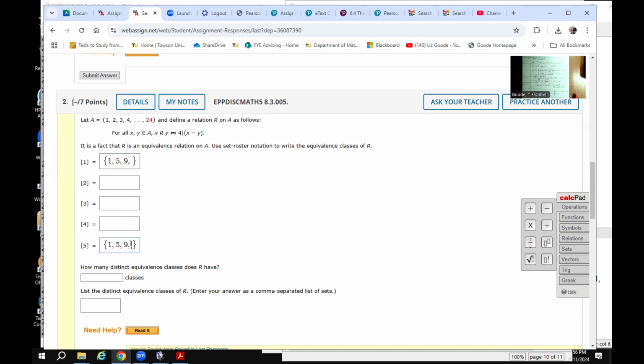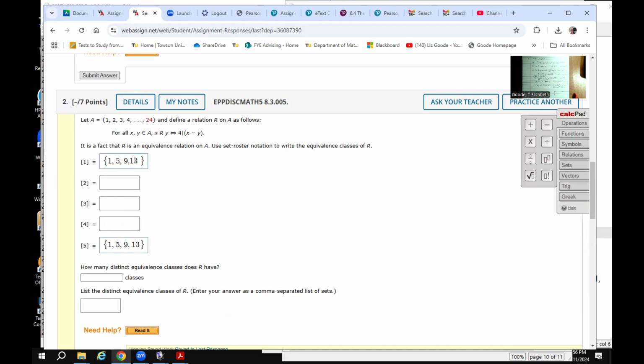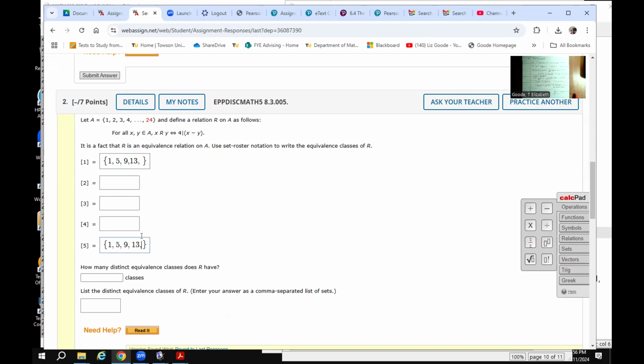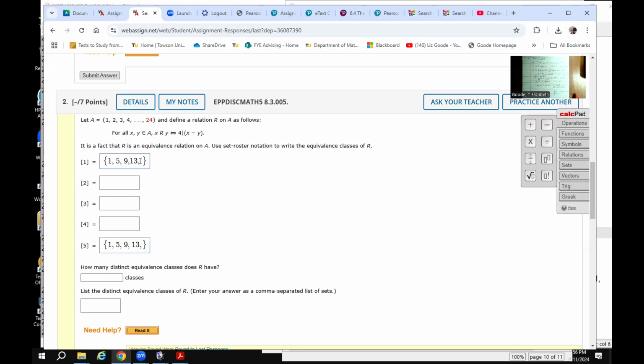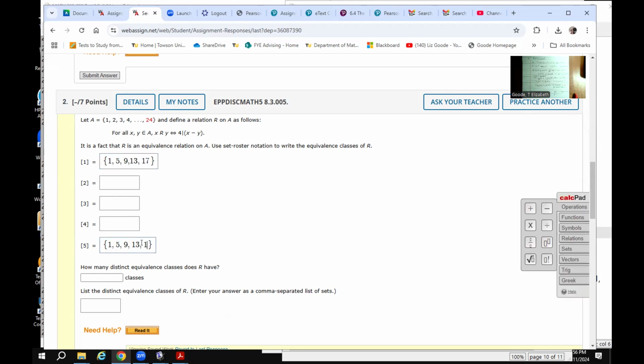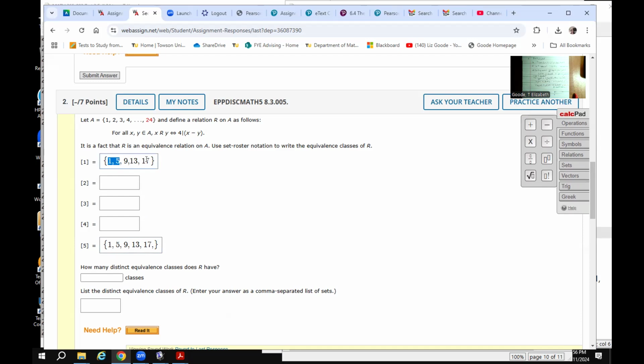Would it be 13? Yeah, 13 is going to be in both of these. And what would the next number be? 17? Yeah. Their congruence classes are the same because 1 and 5 are in the same class together. That means their classes will look exactly the same.